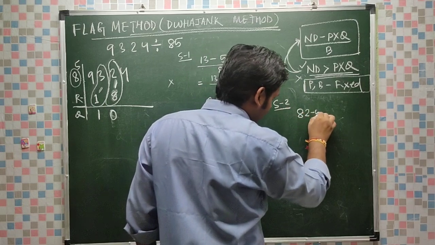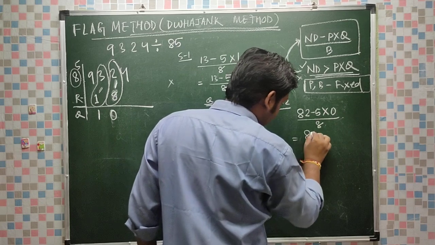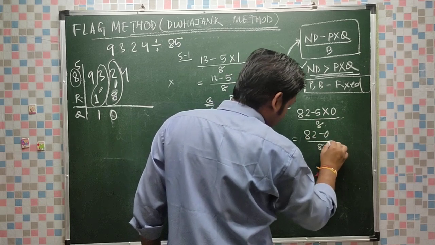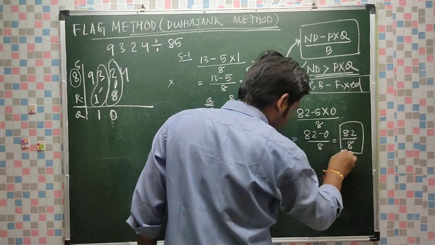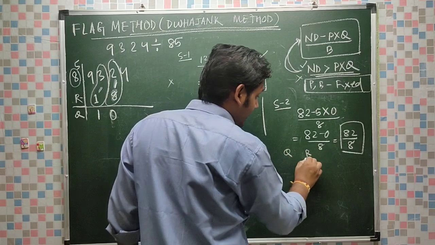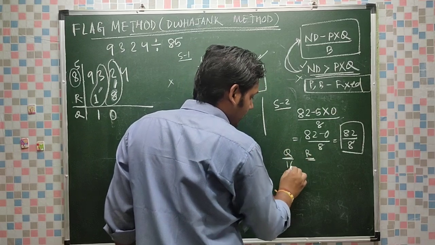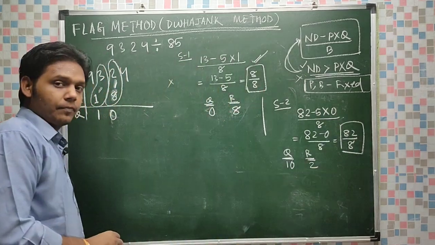82 minus 5 into 0 divided by the base 8. That means 82 minus 0 by 8. That means 82 by 8. This is step 2. So what will be the quotient and what will be the remainder? I need to take 10 here. 8, 10, 80 and thereafter 2 remainder.